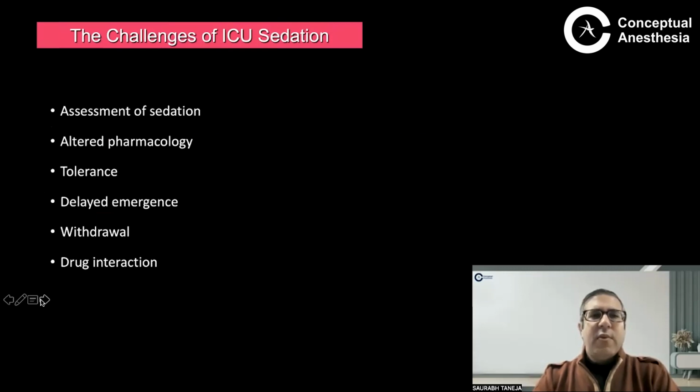So what are the challenges that you face in ICU sedation? Assessment of sedation. How do you assess a patient who's on ventilator? There are specific scales which I'll be talking about so that you can actually see how sedated my patient is, how much I want him, and if you need, you can decrease or increase the sedative agents. The patient may have organ failures. So there's altered pharmacology. You might have to use the agents for a longer duration of time. So tolerance may be developing. Delayed emergence. When you use the agent for a longer duration of time, the half-life increases, the metabolism is slowed, and there is delayed emergence even when you stop the sedative agents. And drug interactions.